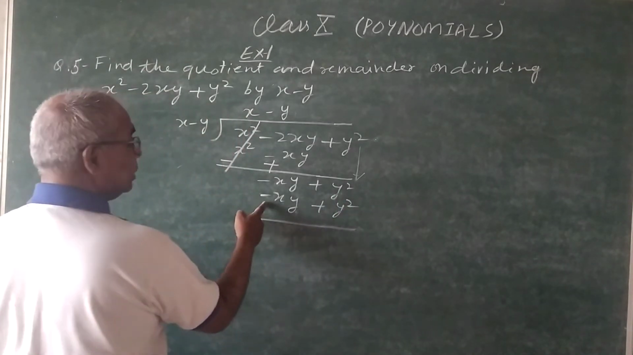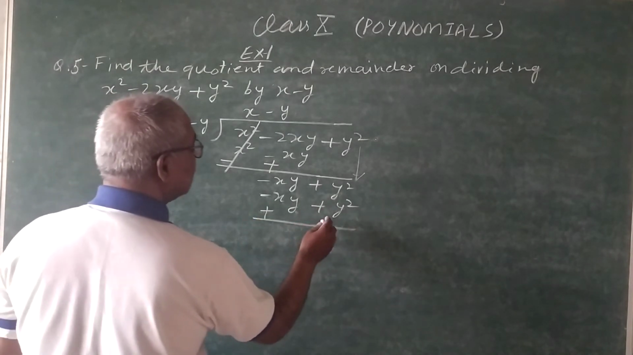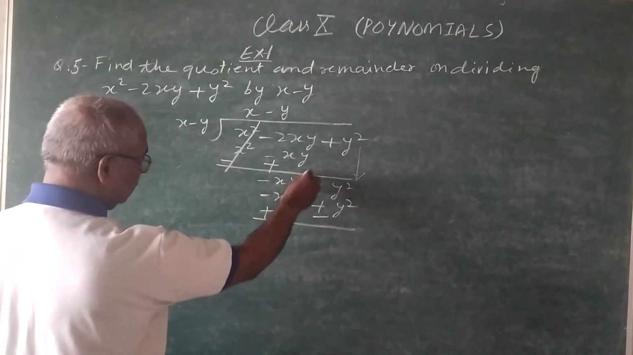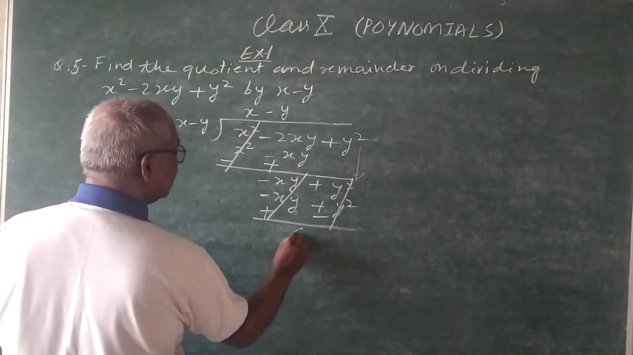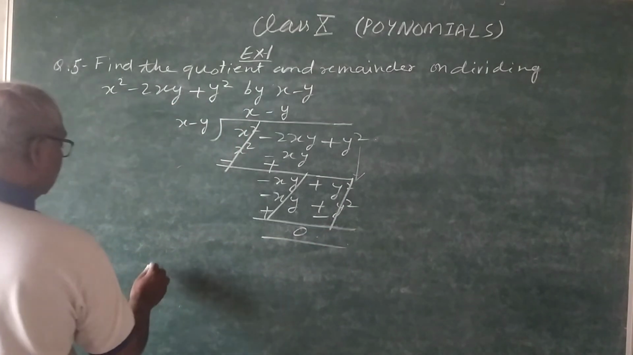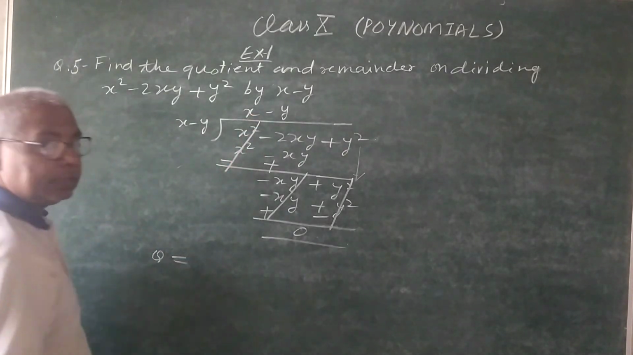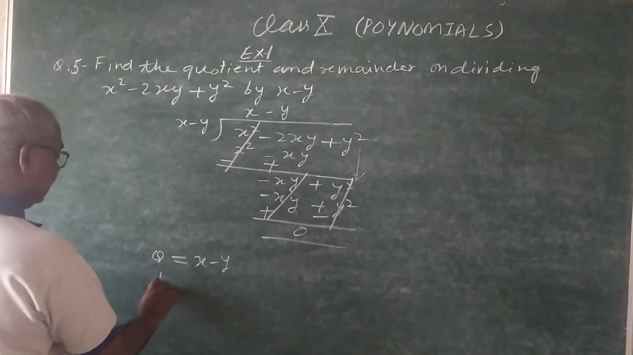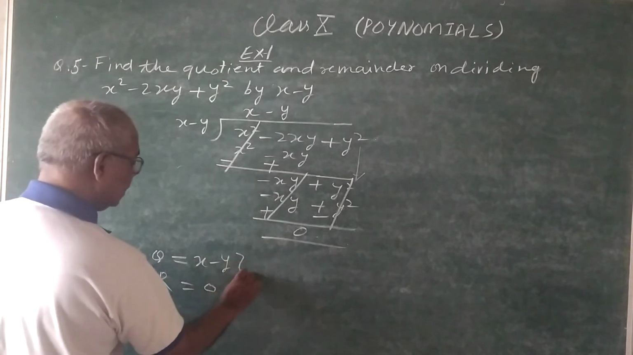So it is your negative, change the signs. It is negative, so it becomes positive. This one is positive, so it becomes negative. Now xy cancel to xy, and y square also cancel to each other, so it becomes 0. So quotient is how much? That is the x minus y. So x minus y, and the remainder, that is the r, it becomes 0, and that is your answer.